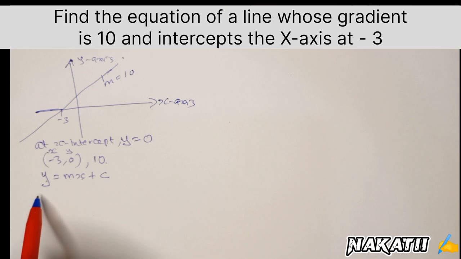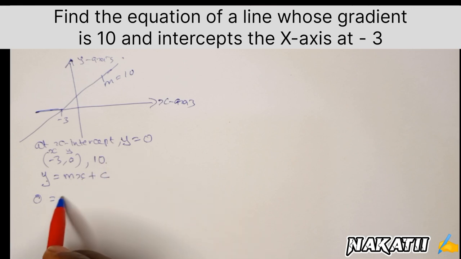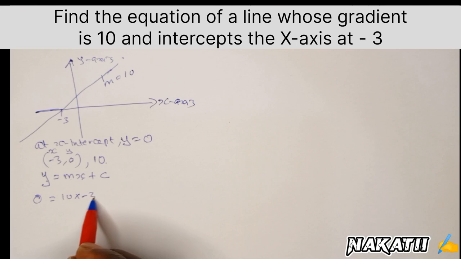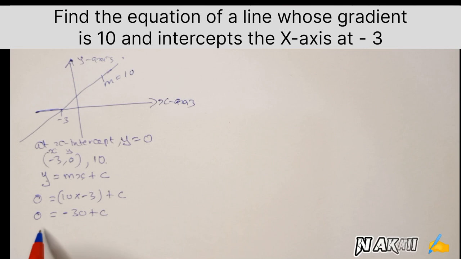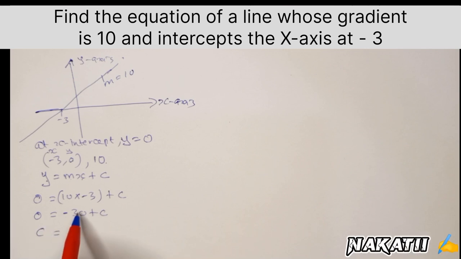So this will be 0 is equal to m times x. Our m is 10, which is the gradient, times our x, which in this case is -3, plus c. So if you multiply this, 0 is equal to -30 plus c. Therefore c will be equal to, if you take 30 to the other side, +30.